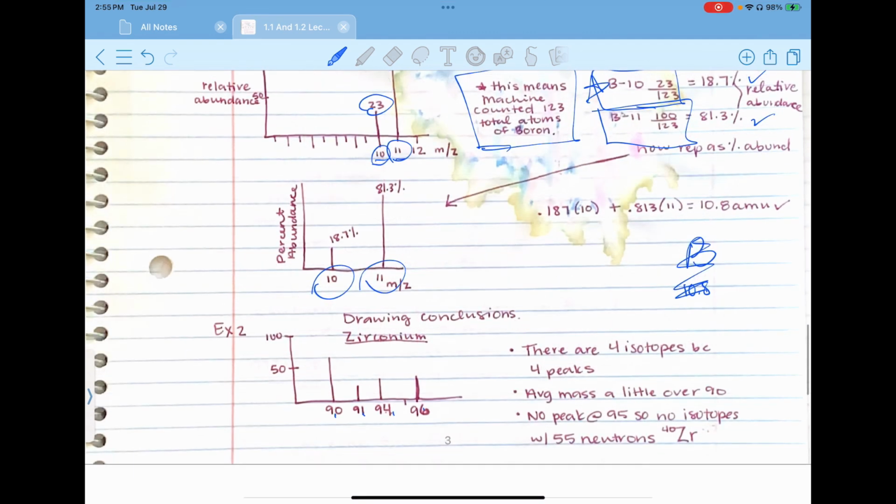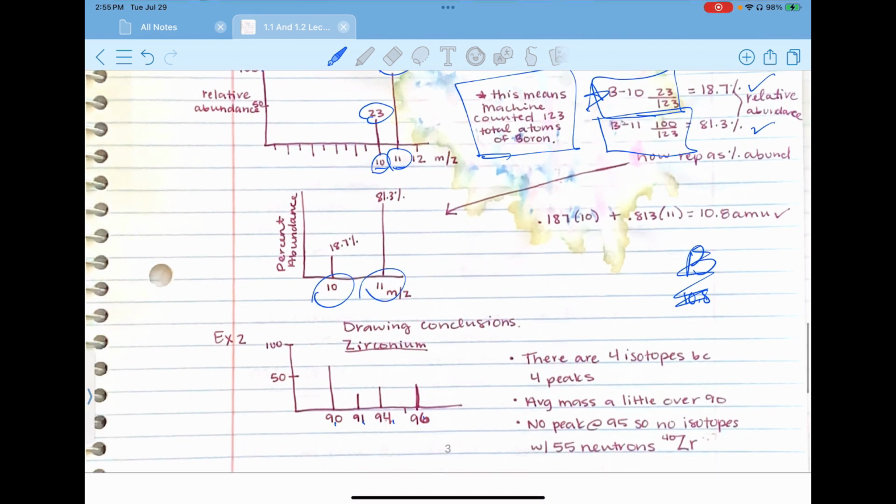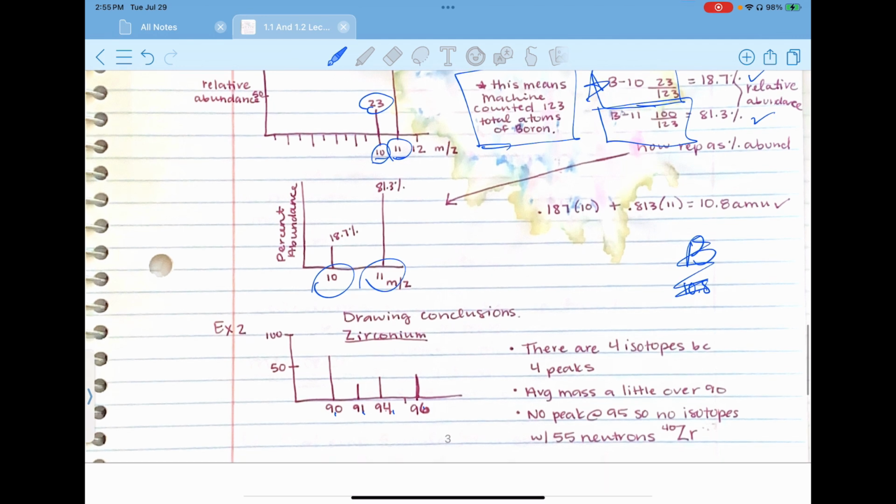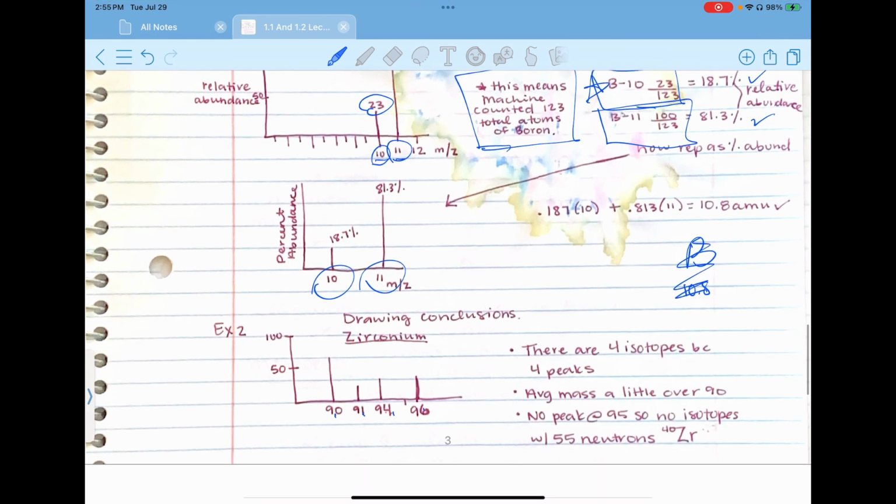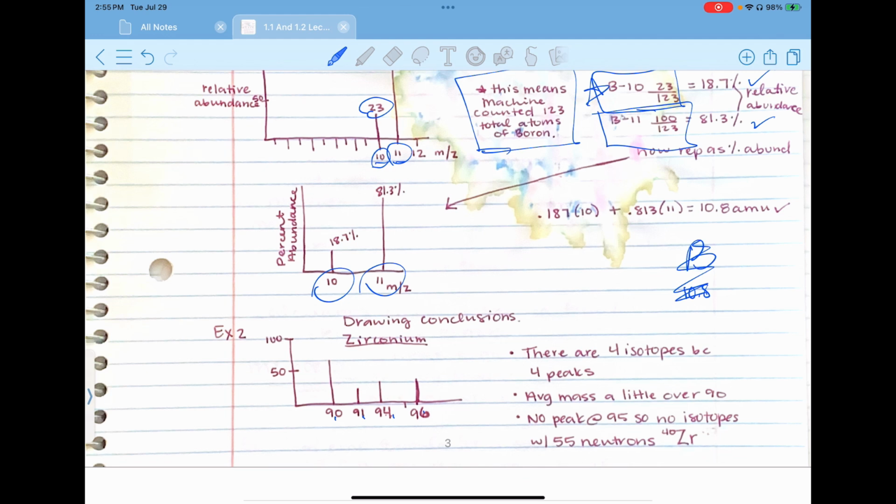Okay, so let's talk about example 2, where we are looking at a similar readout from a mass spectrometer. We have 4 peaks at 90, 91, 94, and 96. So what conclusions can we draw without doing any math? What can we determine? Well, we can determine there are 4 different isotopes present. We can determine that there is no zirconium-95. It's not present. I see that there's no mark there, so there's nothing there. I would expect the average mass to be what?